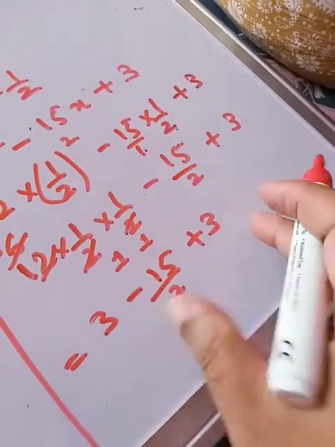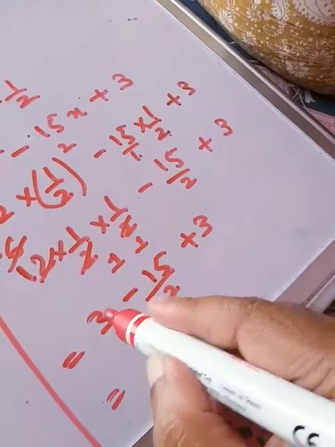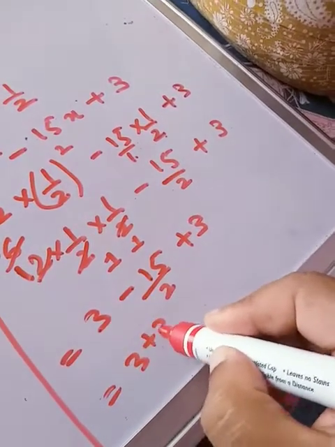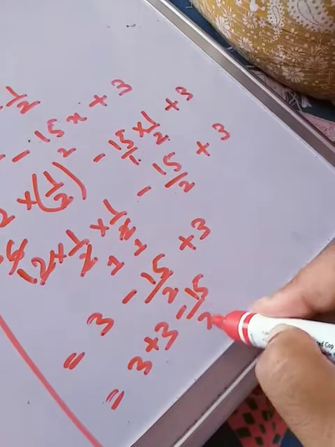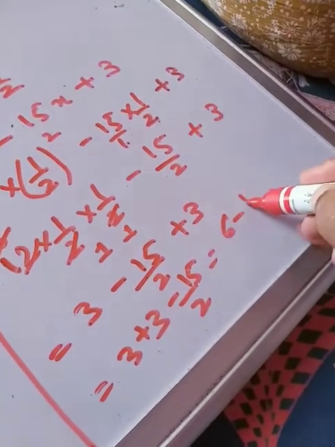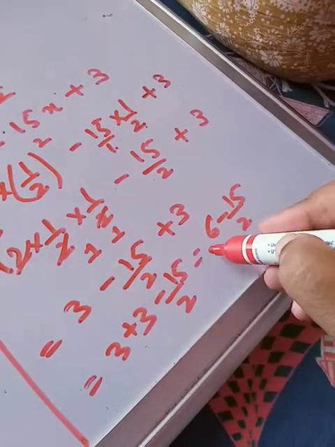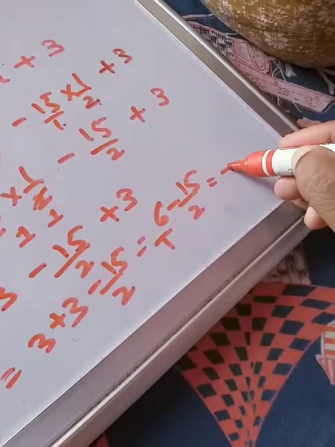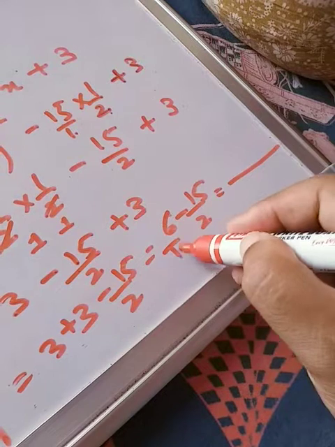So as I said, you have to bring all the plus digits together. So this is plus, this is plus. So 3 plus 3 minus 15 upon 2. So the answer is 6 minus 15 by 2. Okay. Now from here, I guess you know what exactly you have to do. You have to do LCM. So what is the LCM of 1 and 2?